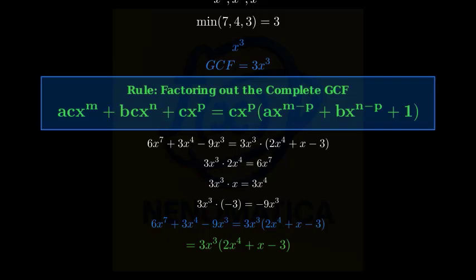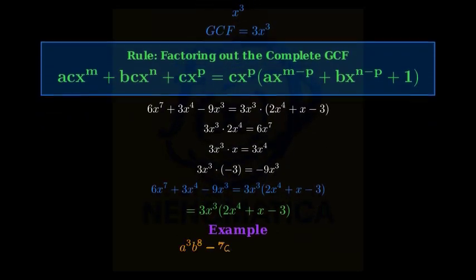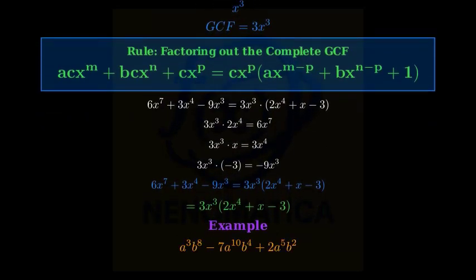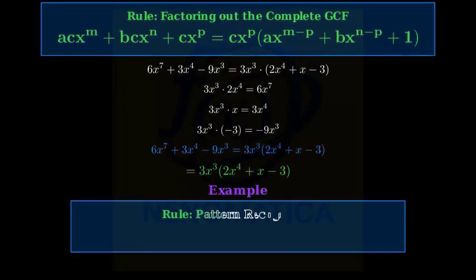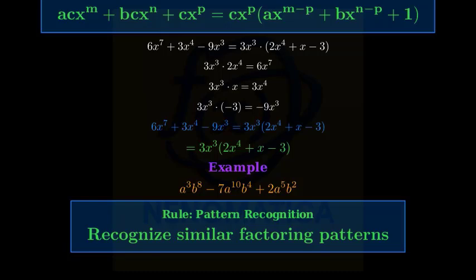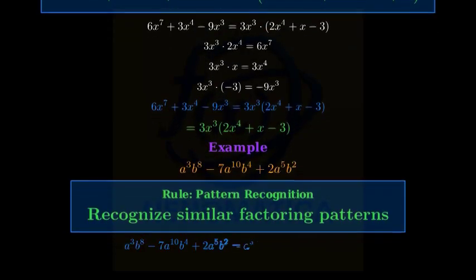Let's reinforce our understanding with another example, which happens to be the same as our first example, but shown again to reinforce the concept. We'll factor the expression a^3 b^8 − 7a^10 b^4 + 2a^5 b^2. As we saw earlier, the factored form is a^3 b^2 times the quantity b^6 − 7a^7 b^2 + 2a^2.